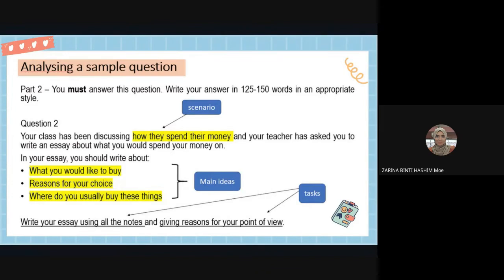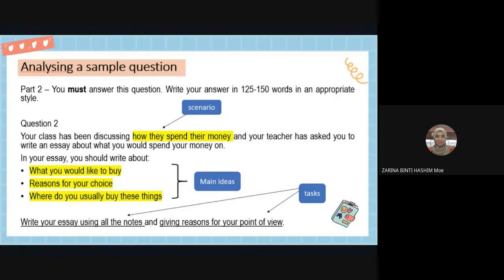Okay, question number 2. Your class has been discussing how they spend their money. This is the scenario. Okay, you have to discuss about how you spend your money with your classmate, and your teacher has asked you to write an essay about what you would spend your money on. So you have to write an essay about what you do with your money. So the scenario you understand already, right? And then look at the notes below.